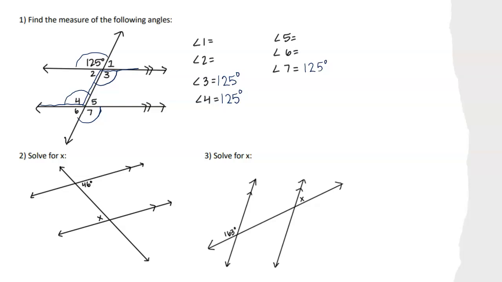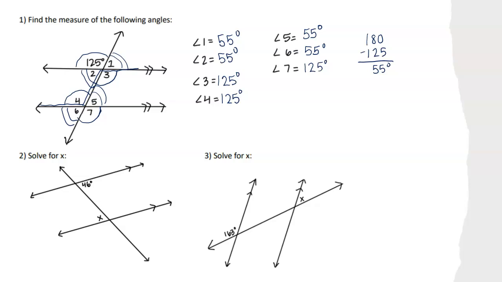The rest of the angles are all going to be the same, but they're not going to be 125. To figure out the rest of the angles, I'm going to do 180 minus 125, and I get 55 degrees. So that means that angle 1 is 55 degrees. Angle 2, which is a vertical angle with that one, is also 55 degrees. Angle 6, which is in the corresponding position with angle 2, is going to be 55 degrees, and angle 5 is going to be 55 degrees as well.